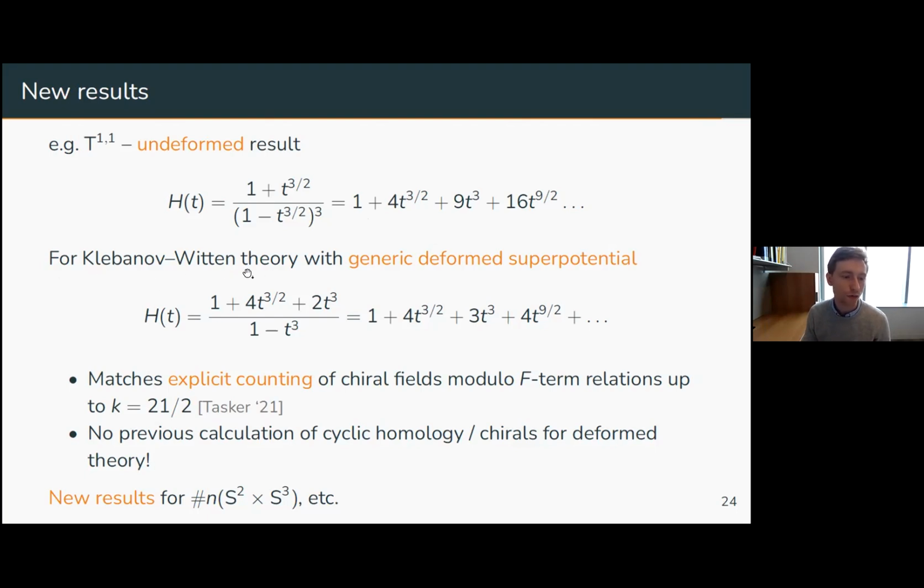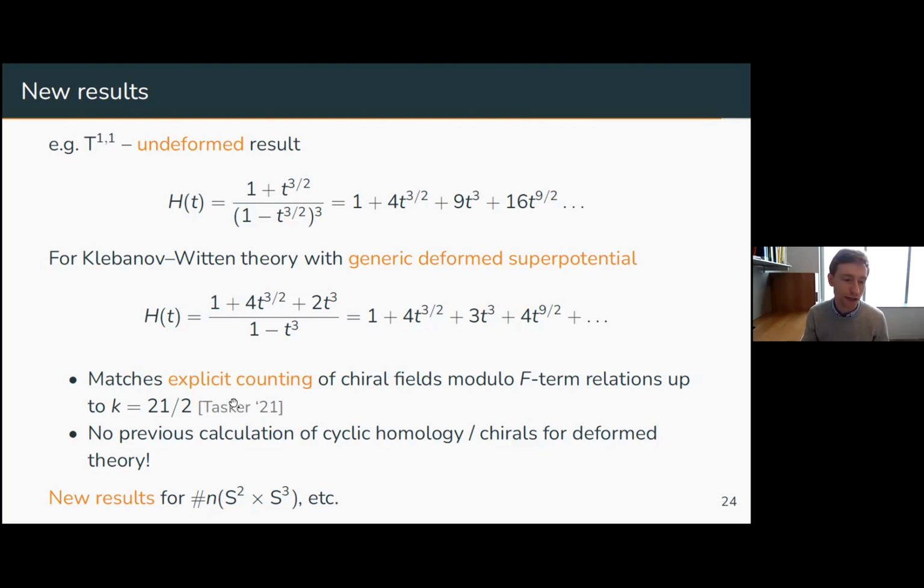If you now take the Klebanov-Witten theory and turn on a generic superpotential, so you deform the field theory, it's not known how to do this counting, but you can do this counting using this generalized geometry picture and this solution to these holomorphic conditions. I've just written down what the answer for this deformed Hilbert series is here. One can check that this matches the explicit counting of chiral fields in the field theory modulo the F-term relations up to some value of K just by multiplying some matrices together.